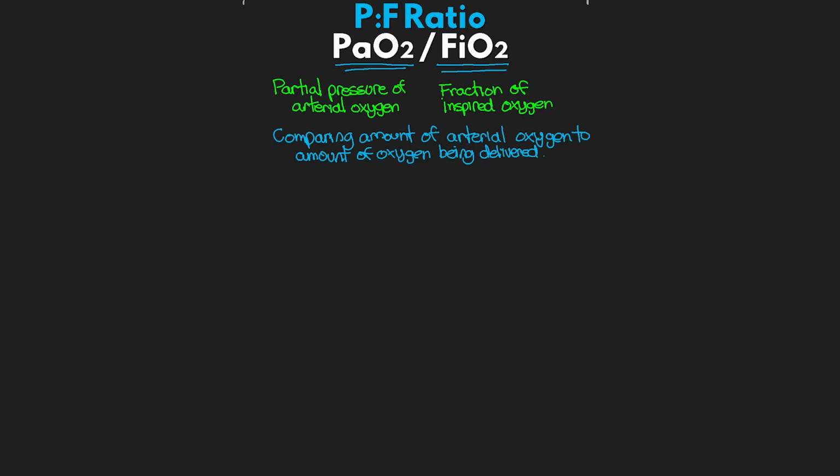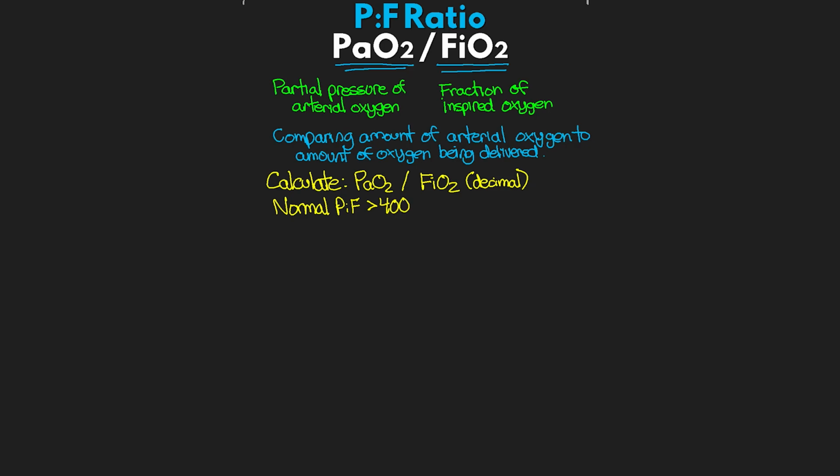So how is it that we calculate it? It's actually pretty simple. We just take our PaO2 and divide it by the FiO2. When you do this though, make sure that you use the FiO2 as a decimal and not a percentage. So for example, we have room air, which is 21% oxygen. This would be 0.21.